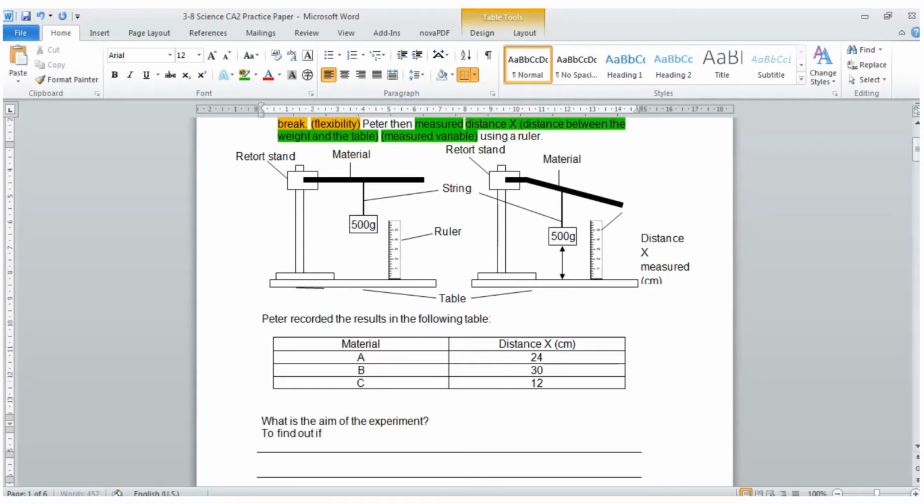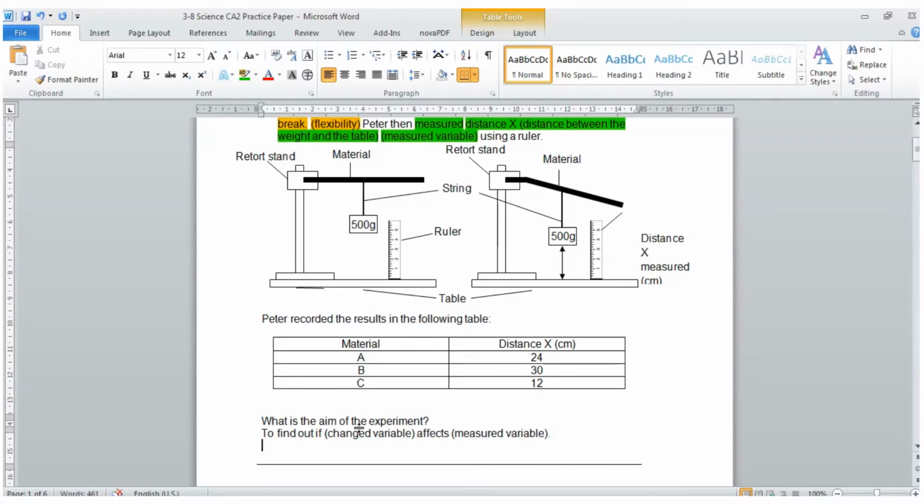Find out if change variable, insert your change variable, affects your measured variable. Very good. Now, we know this already. This is the template. So now all we have to do is find out what is the change variable, what is the measured variable, and we just insert it here. For this question, we cannot answer this way, to find out if change variable affect measured variable, because it would just be a general statement. So the answer will be in bold here, to find out if change variable.